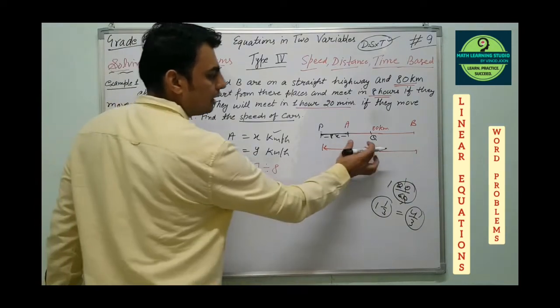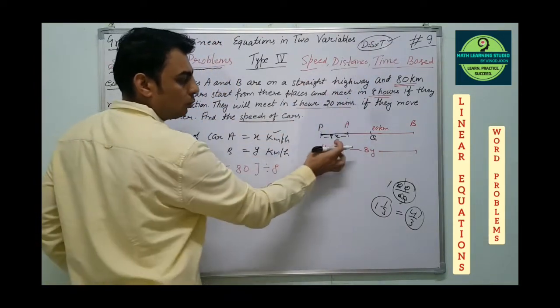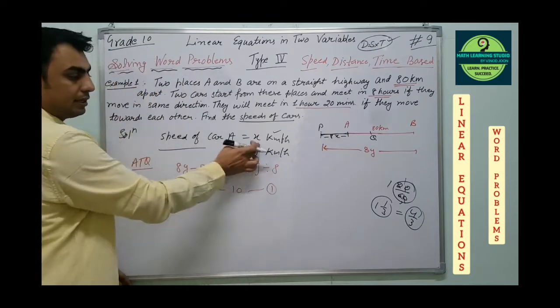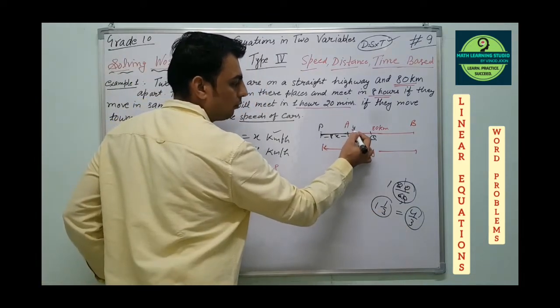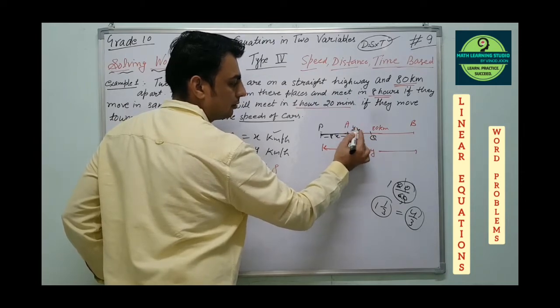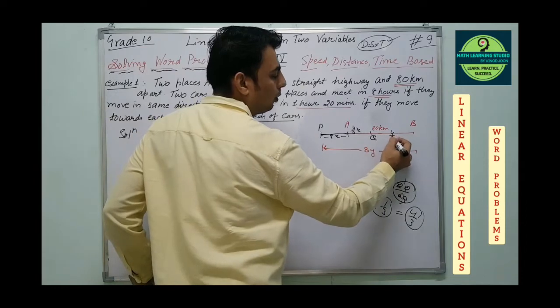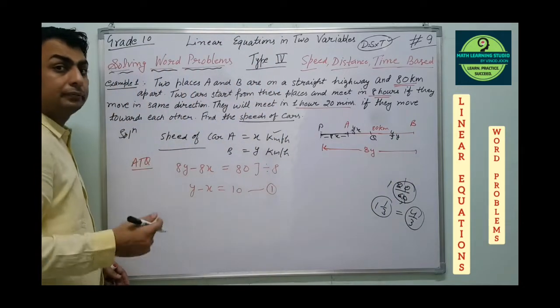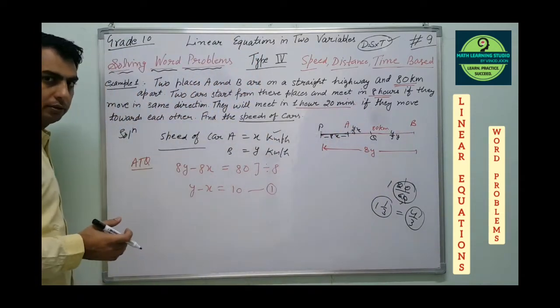That simply means that distance AQ will again be speed into time. Speed is what? For A, it is x, and time is what? 4 by 3. So this distance will become 4 by 3x. And distance BQ will become 4 by 3y. And the sum of these two distances has to be 80 kilometers. Right?